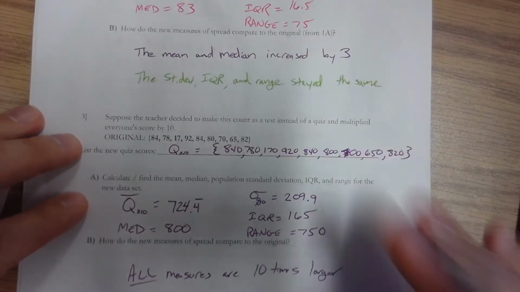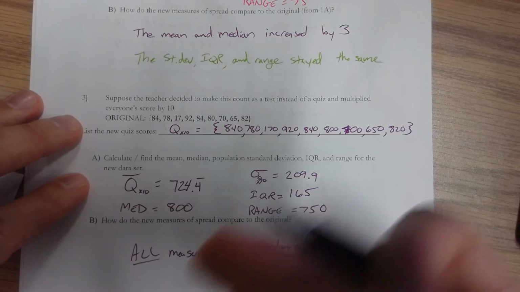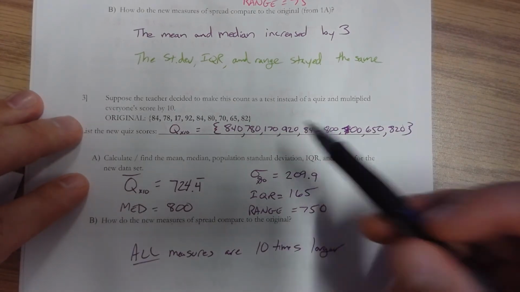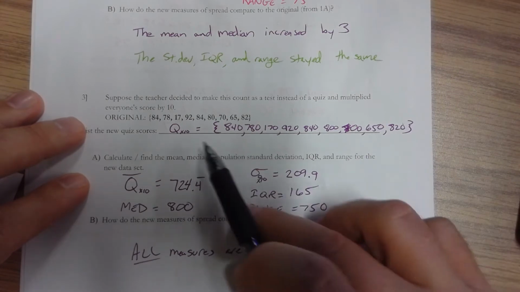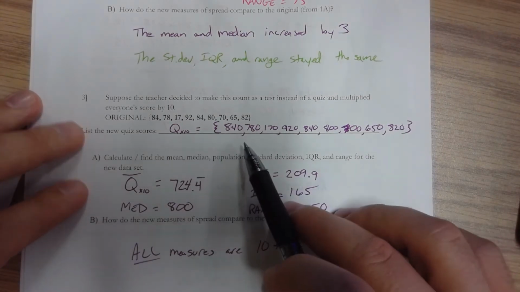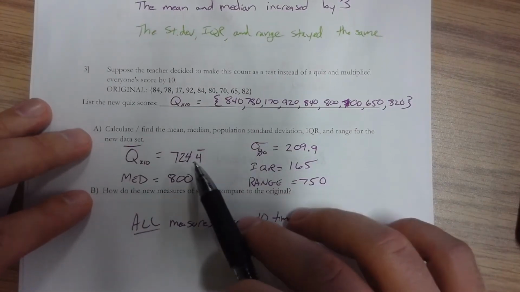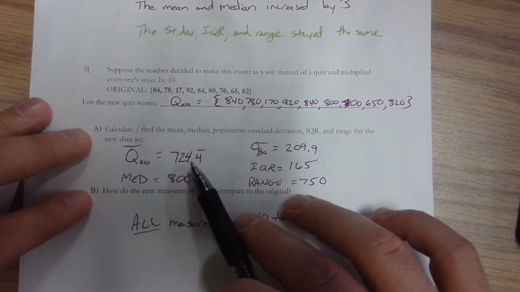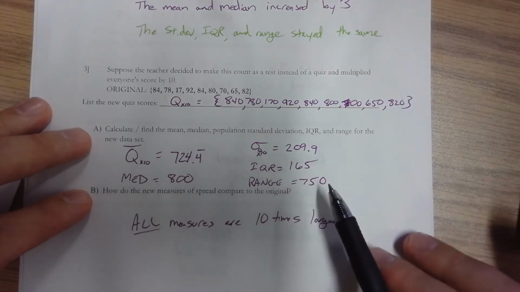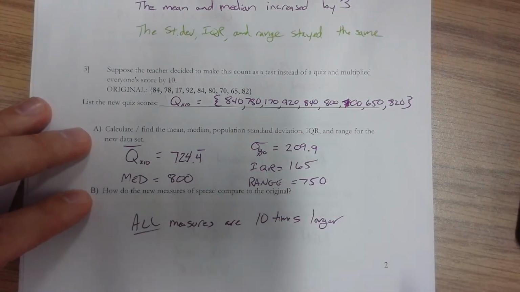A different step might be to curve these scores by multiplying them by 10. So write down the new data set, Q times 10. This one changed the new mean. The mean is 724.4 repeating. The median was 800. The standard deviation 209.9. IQR is 165, and the range is 750.